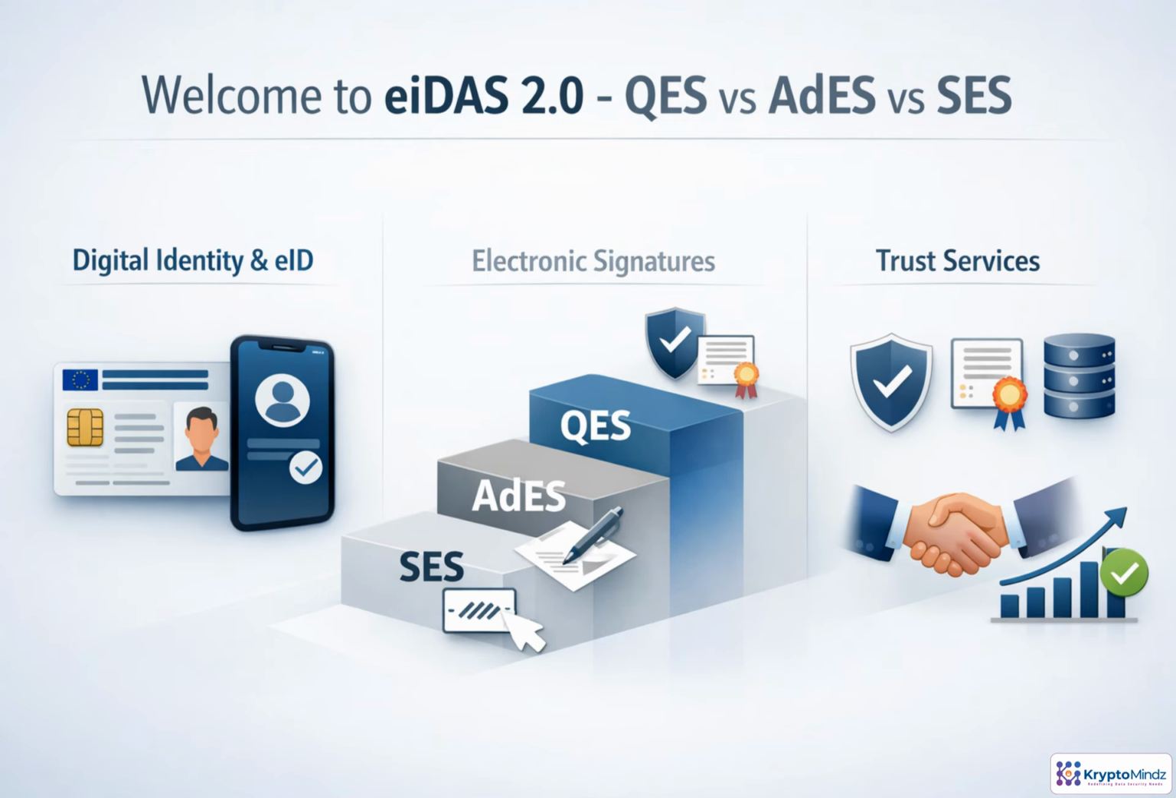Digital trust is no longer just a legal topic. It shapes how people prove identity, sign agreements, and build confidence online. In this course, we'll make eIDAS 2.0 practical with a clear focus on the differences between SES, AdES, and QES.